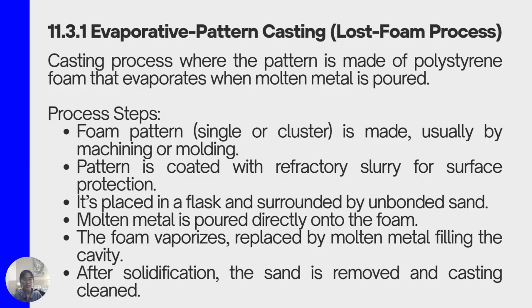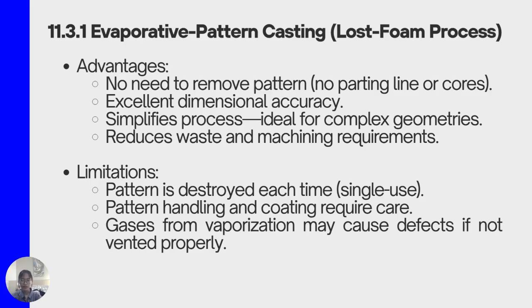casting. This process eliminates the need for parting lines, cores, and metal removal, making it ideal for complex shapes. It produces good dimensional accuracy and surface finish while reducing machining and waste. However, because the foam pattern is destroyed each time, it's used mainly for medium to large castings, such as engine blocks and manifolds, where precision and cost efficiency are most important. And these are the advantages and limitations that I have talked about just before.